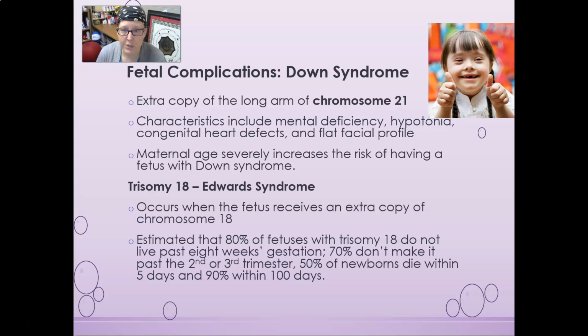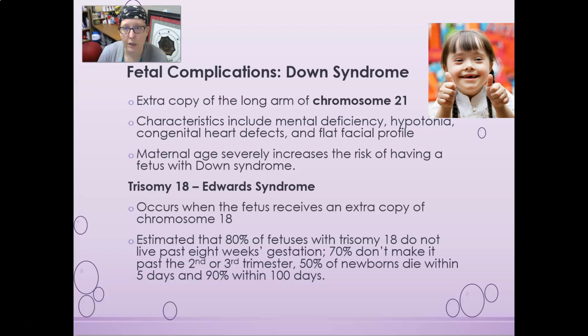Maternal age severely increases the risk of having a fetus with Down syndrome, especially if mom is older than 35, or older than 40. The older she is, the higher the chances of having a baby with Down syndrome.